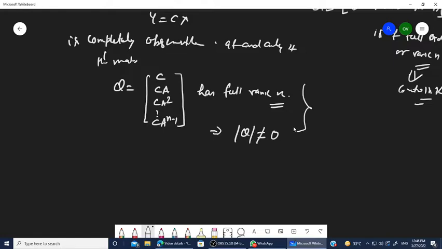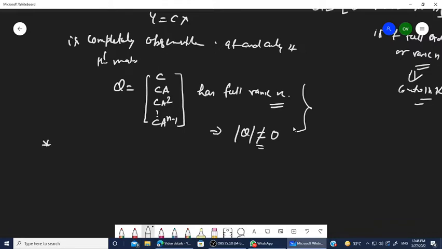If the determinant is 0, it means two or more columns or rows become the same and the resultant is 0, and therefore the rank becomes lower than full rank, and hence we say the system is not observable. So what about the proof?